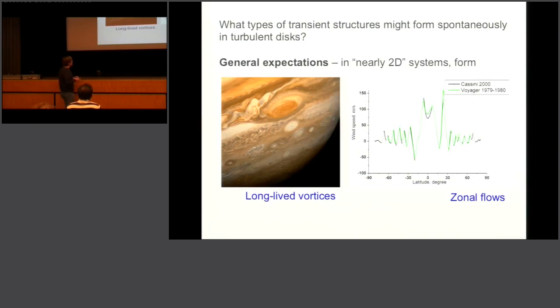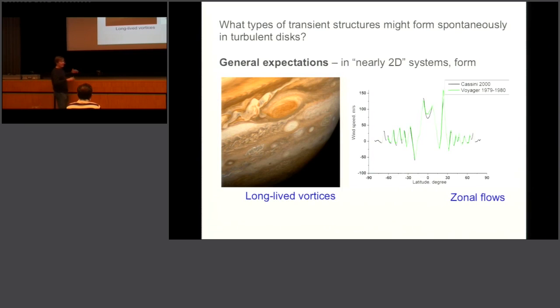Now, if we have two-dimensional systems, then that's the case where we can have this inverse cascade, and we can get an idea of what can happen in those kinds of systems, not from thinking about theoretical considerations, but just by looking at nearby systems that exhibit this kind of two-dimensionality. So here are two examples, both from Jupiter.